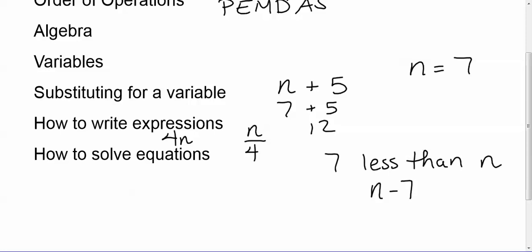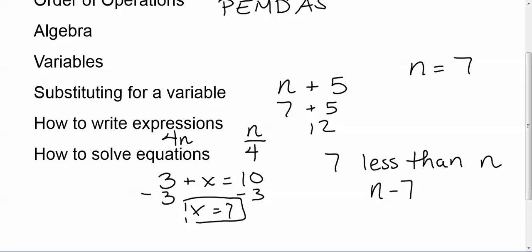Anyway, how to solve equations was doing the inverse operation. So, for example, if you have 3 plus x equals 10. We want to isolate the x. We want to get it by itself, so we're going to do the inverse operation to both sides. You would get x equals 7. And then we learned how to check that, which is back to substituting for a variable. So 3 plus x equals 10. 3 plus 7 equals 10. 10 does equal 10, so we did that correctly. Whew! Anyway, so that's algebra in a nutshell.